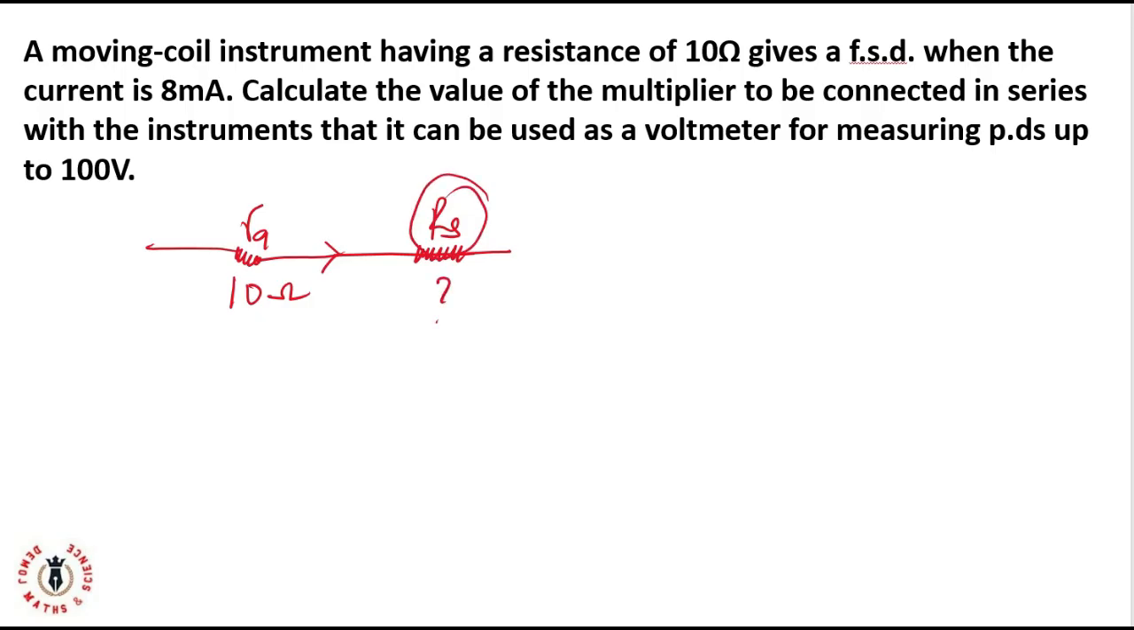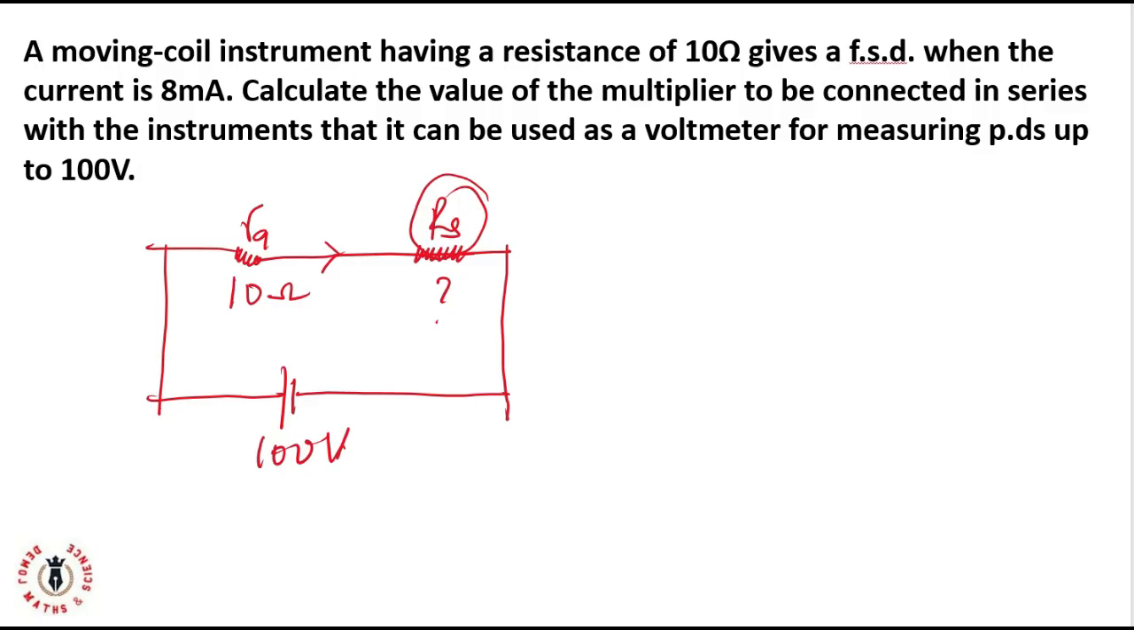RS is unknown. Now it's connected in series with the instrument so that it can be used as a voltmeter for measuring PDs up to 100 volts. So what I'm expecting across here should be 100 volts. That's the supply. Let me draw it better. So I'm expecting 100 volts.